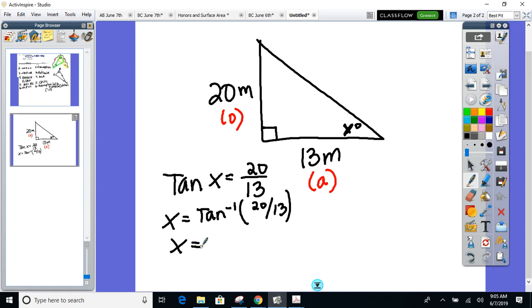At this point, I'm wondering how many period 7 students are getting up and borrowing a calculator because they didn't do it at the beginning. They won't get one anyway, so it doesn't matter. 57 degrees. There we go.